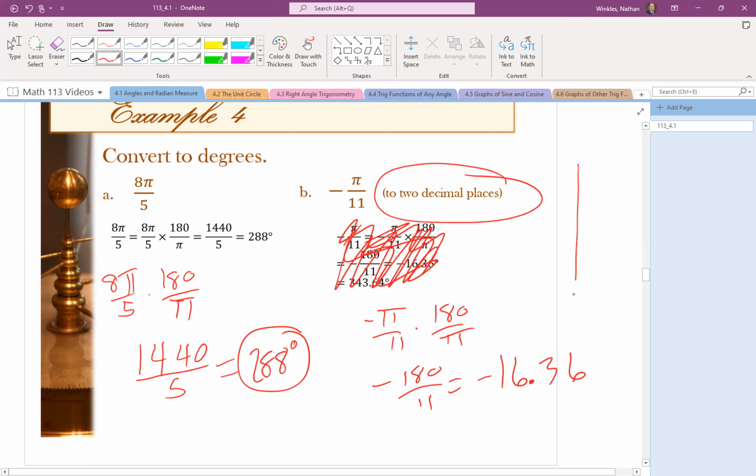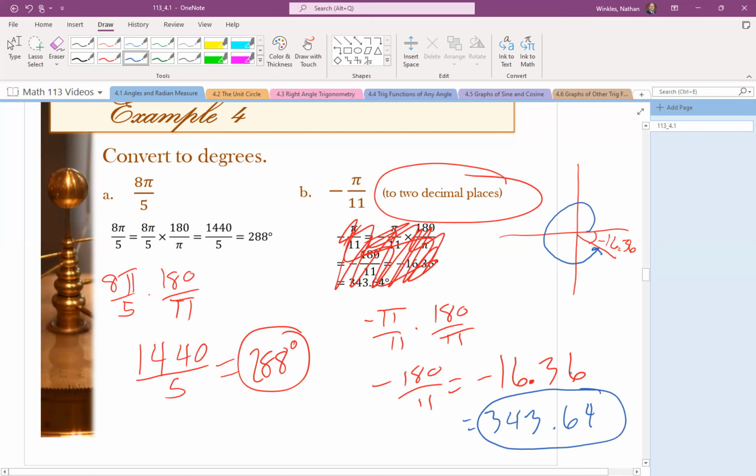So what we found here is that negative 16.36 is right here. That will be the same thing as if we were to take this and come this way and land on that same terminal side. So in order to do that, if we add 360 degrees to get to that, this is the same thing as 343.64. So just kind of pay attention that they are the same.